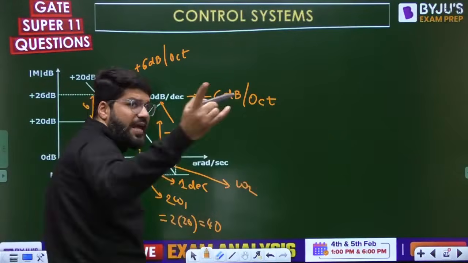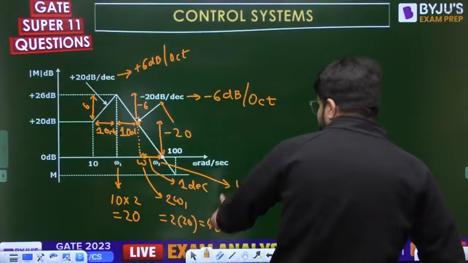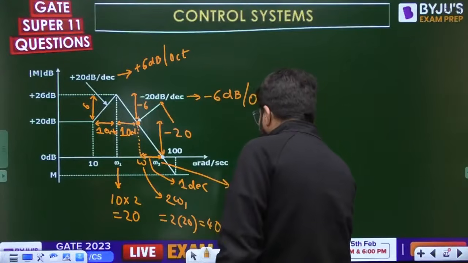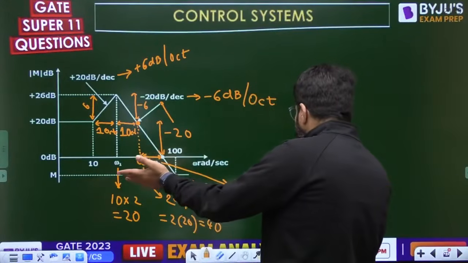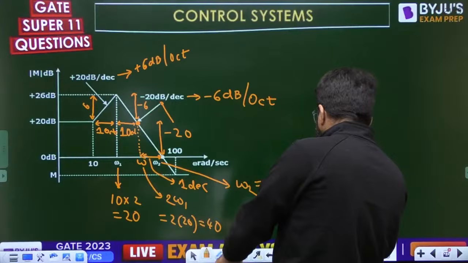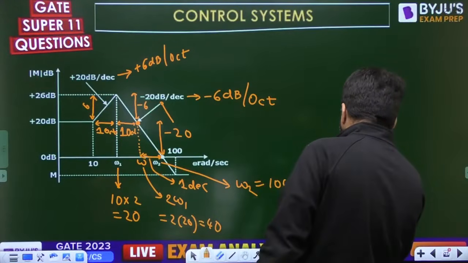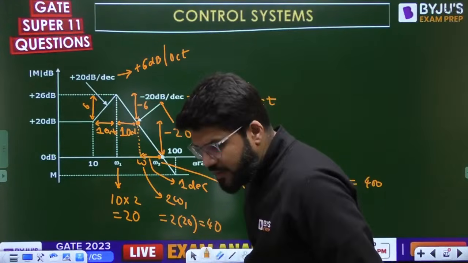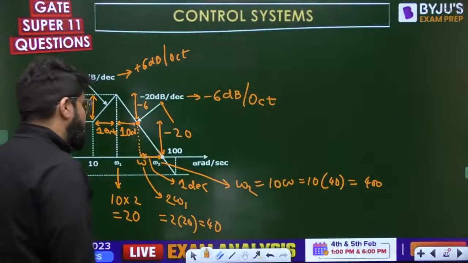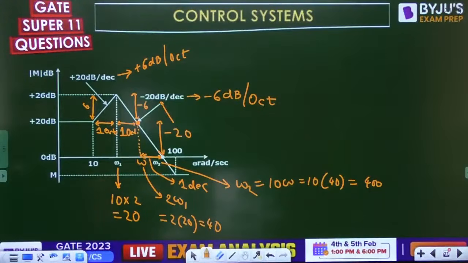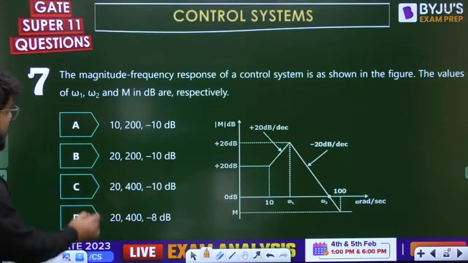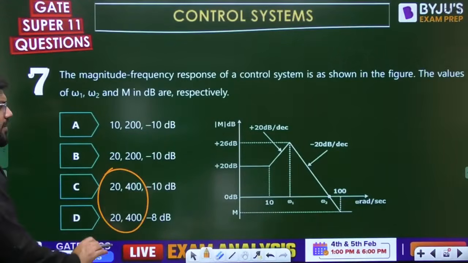Decade is a factor of 10. So what should be omega 2? Omega 2 should be 10 times the previous omega, that is 10 times 40, and omega 2 is 400. Can we match anything from here? So omega 1 is 40 and omega 2 is 400. Sorry, omega 1 was 20. So 20 and 400, but still the magnitude is not matched.